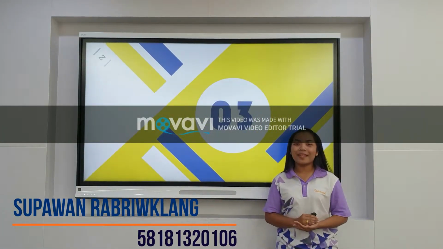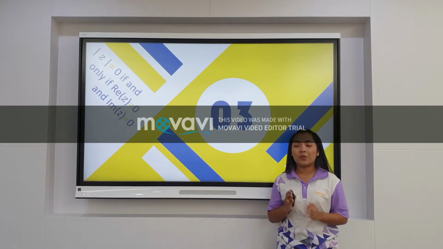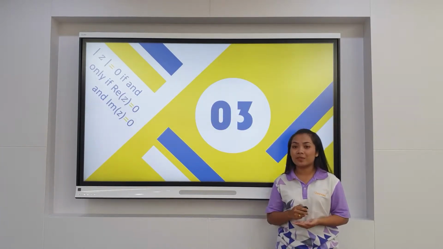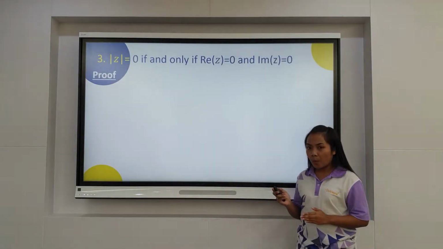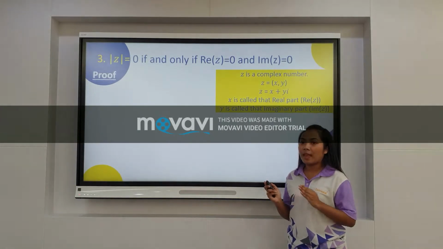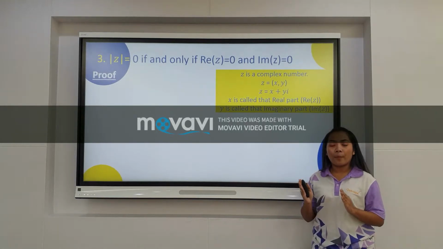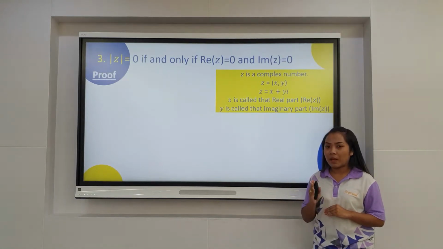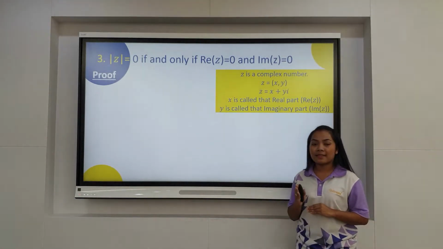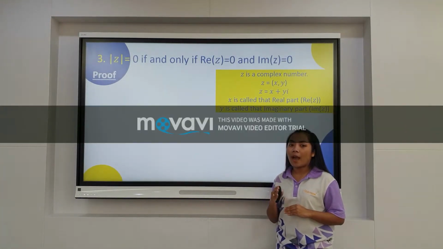Okay, the third property is: absolute z equals 0 if and only if real z equals 0 and imaginary z equals 0. Before we prove it, we must know the definition of real z and imaginary z. If z is a complex number, you can write it as the ordered pair (x, y) or z equals x plus yi. So we call x the real part of z, and we call y the imaginary part of z.